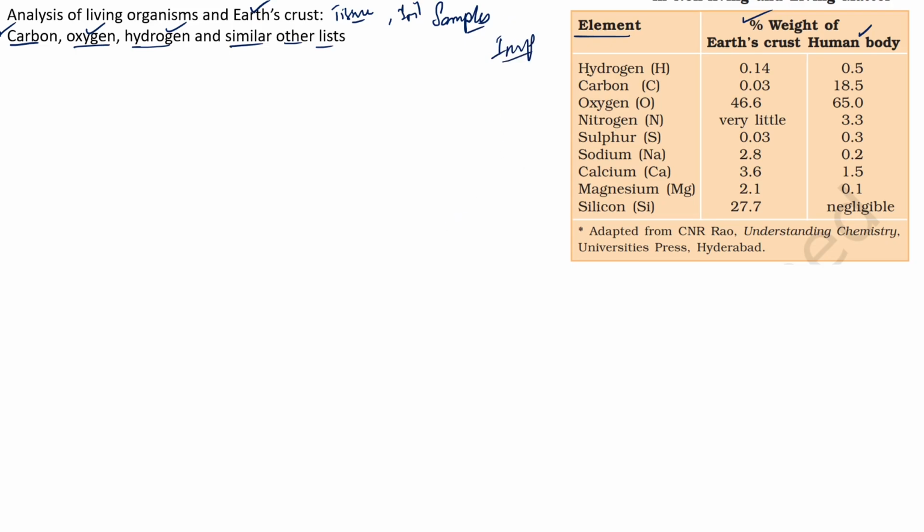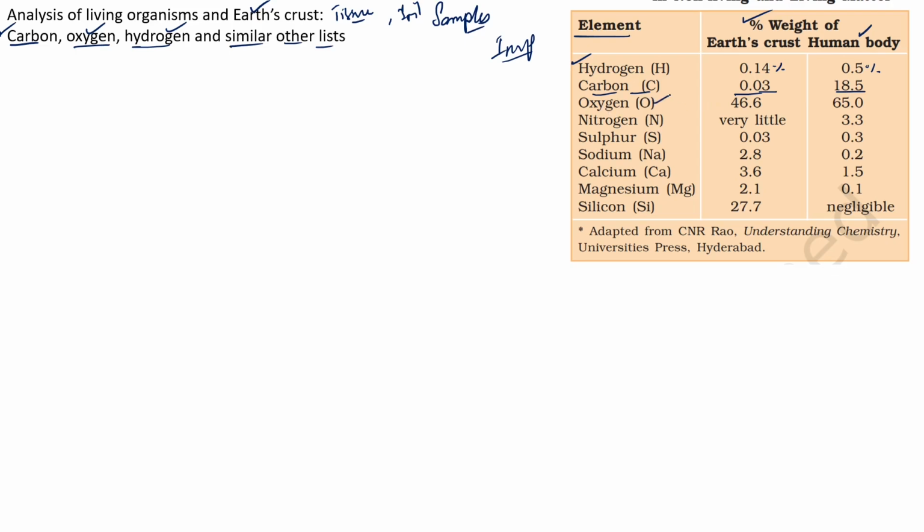The first element we can see over here is hydrogen, and the percentage in the earth crust is around 0.14 percent, and in the human body it is 0.5 percent. On the contrary, carbon is only around 0.03 percent in the earth crust, whereas in the living tissues of the human body it is around 18.5 percent.